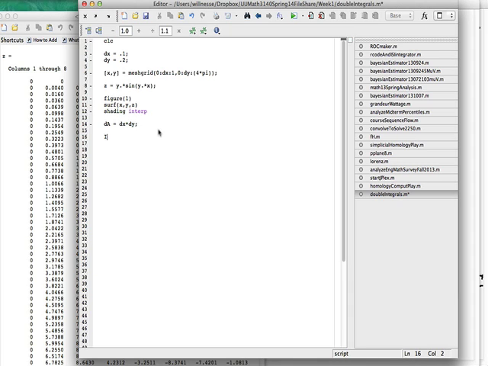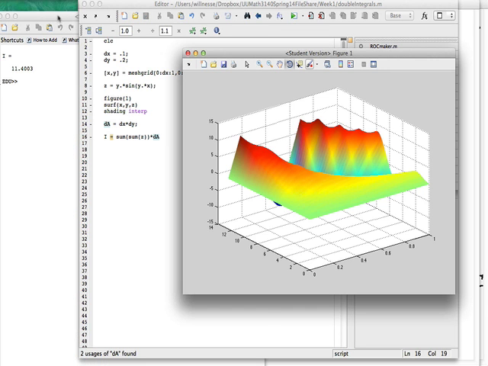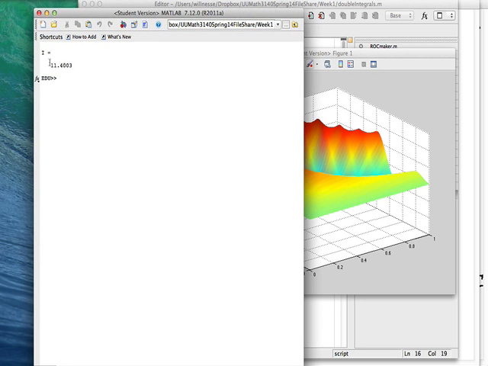And I'm going to say that the integral, I, is going to be the double sum of z, and I'm going to multiply everything by dA. All right, so let's figure out what this is going to be. I hit return. We see that the I value is around 11.4.